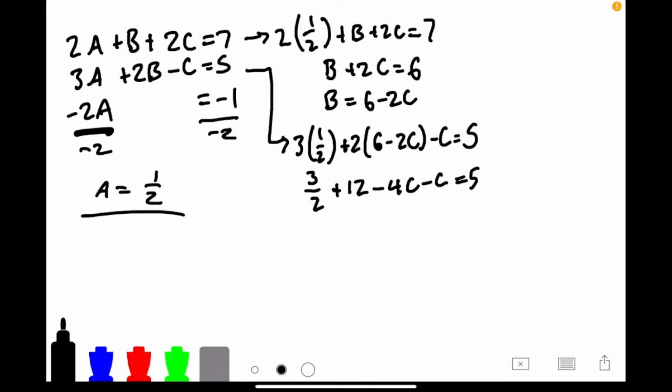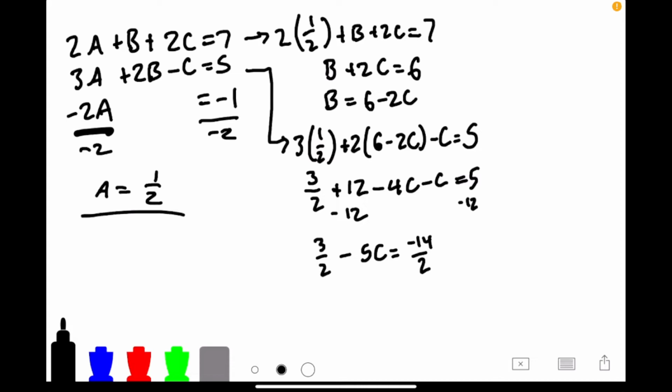We can subtract the whole number first, so 5 minus 12 is -7. But we can also put the 2 over it. So what is 7 in the equivalent of blank over 2? It would be 14. So we can do -14/2. So 3/2 minus 4c minus c is 5c equals -14/2.